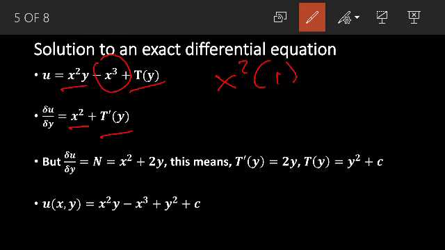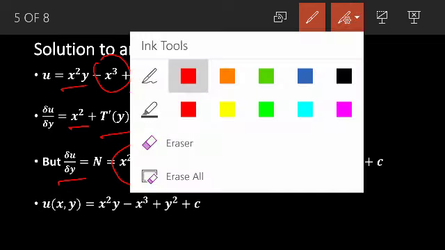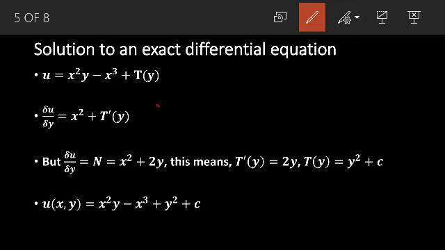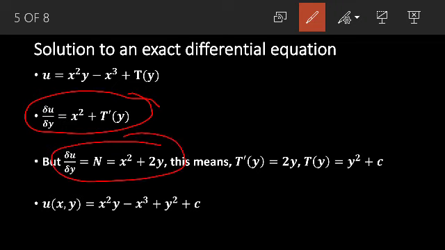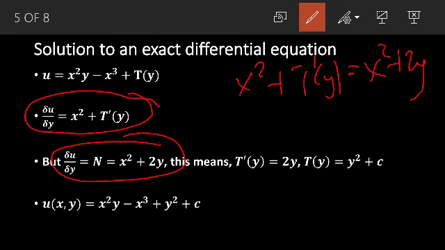Now, remember, we started by saying that du/dy is equal to N. And N originally from the question is x squared plus 2y. So if we compare both of the equations, here is what I mean. From differentiation, we got du/dy is x squared plus t prime y, and already from the question we know that du/dy is x squared plus 2y. So it will be proper to equate that x squared plus t prime y is equal to x squared plus 2y. Okay, so x squared on this side cancels x squared on this side, so we are going to get t prime y is equal to 2y.